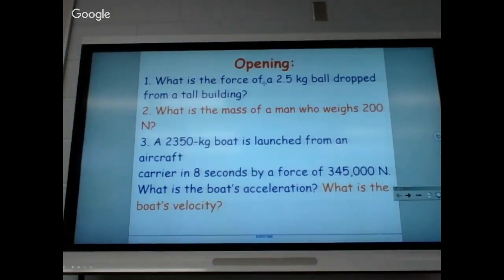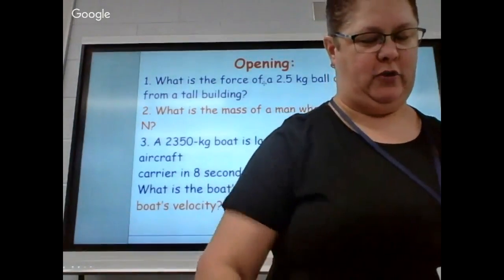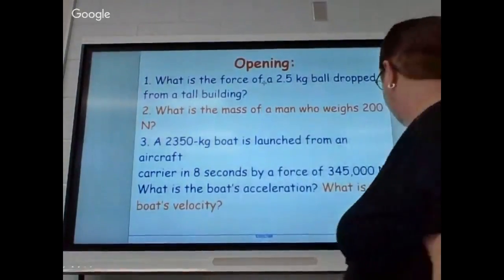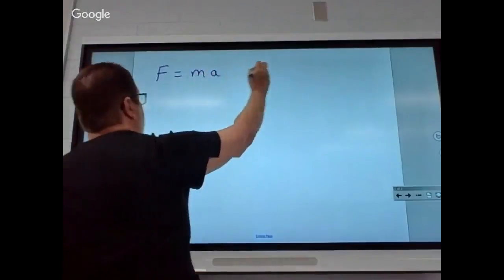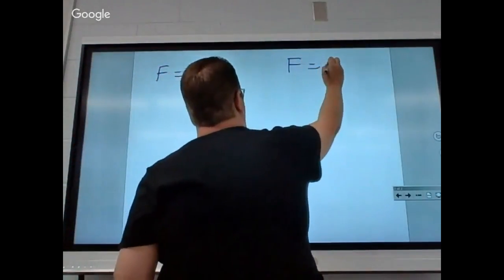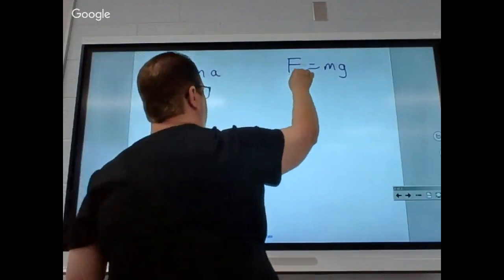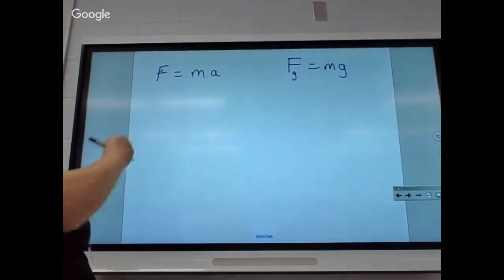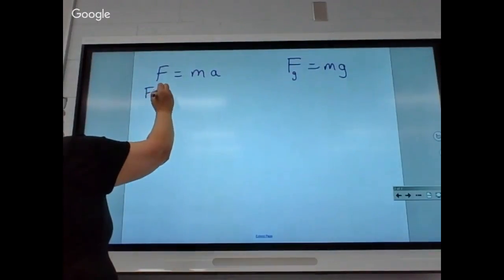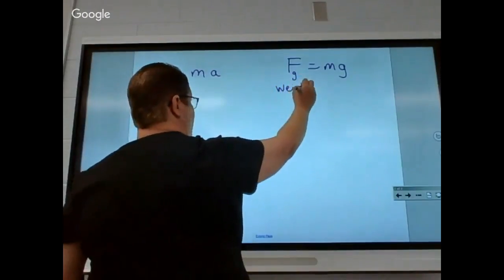All right, let's talk about how we did this. In question 1 on the test tomorrow, what are your 2 formulas that you're predominantly going to use, first of all? F equals MA and F equals MG. Okay, those are your major formulas. Now, on the little reference table, F_G equals MG. Now, this is force. This is what? This is weight. They're the exact same thing.